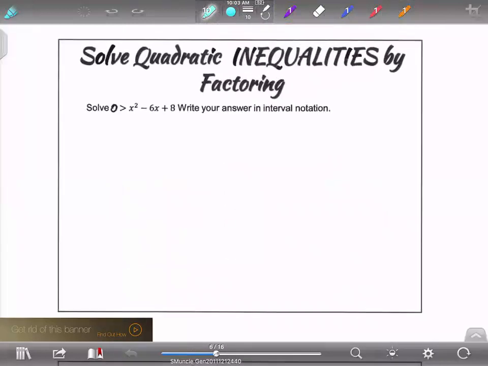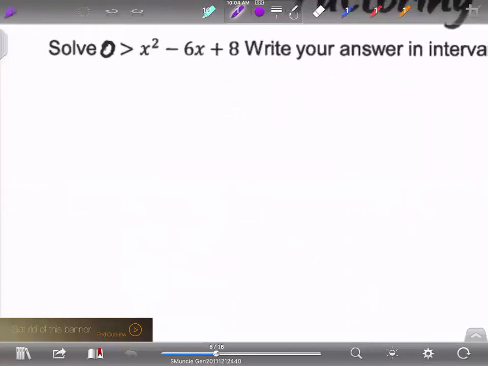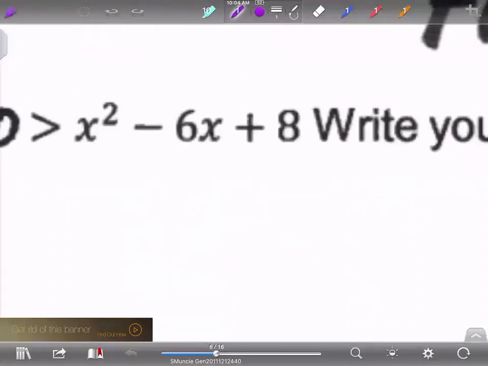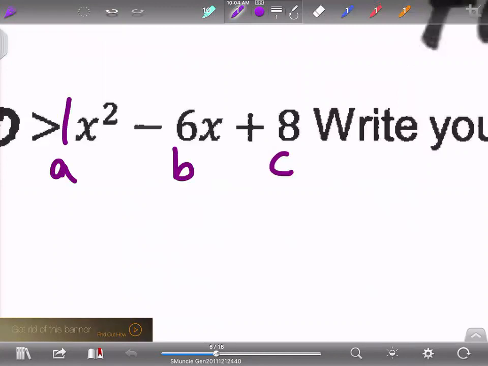All right, let's do another one. So now we have 0 that's greater than x squared minus 6x plus 8. We're going to start off the same way you would any quadratic. What would we do? We would write down your A, B, and C.